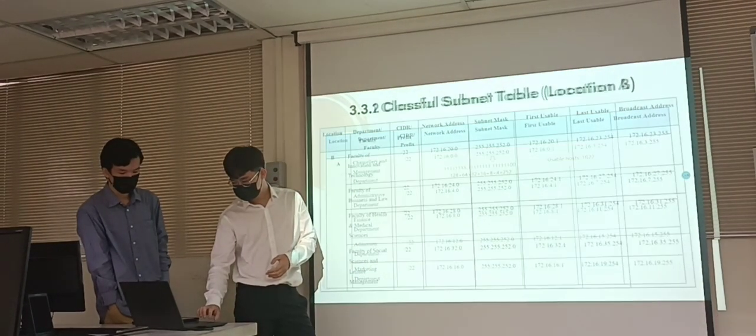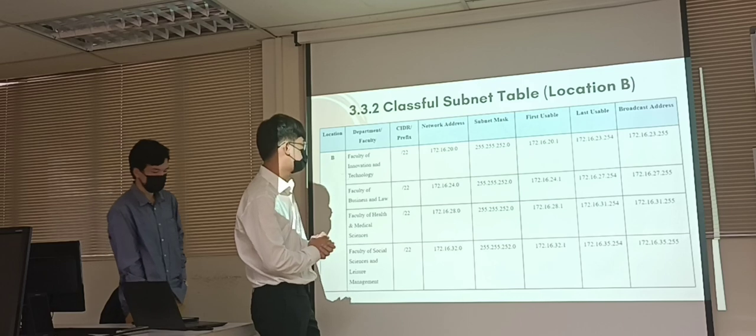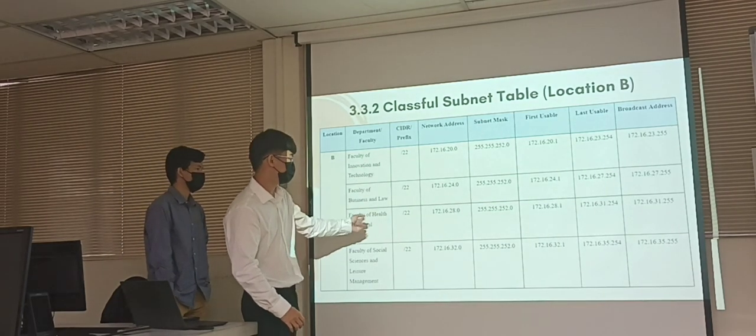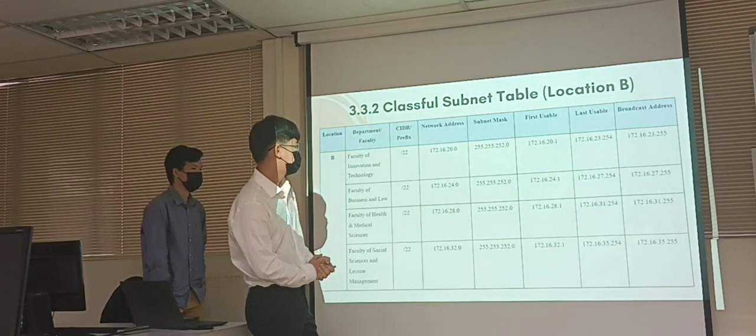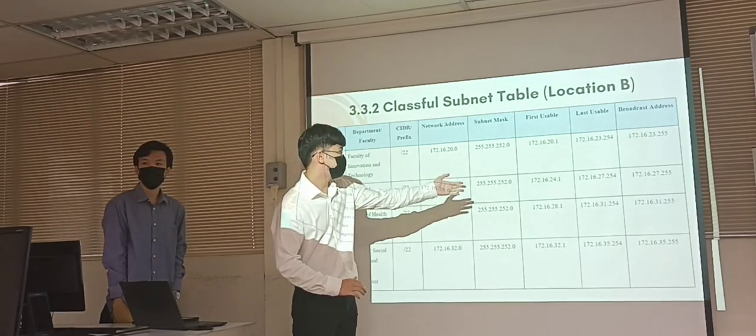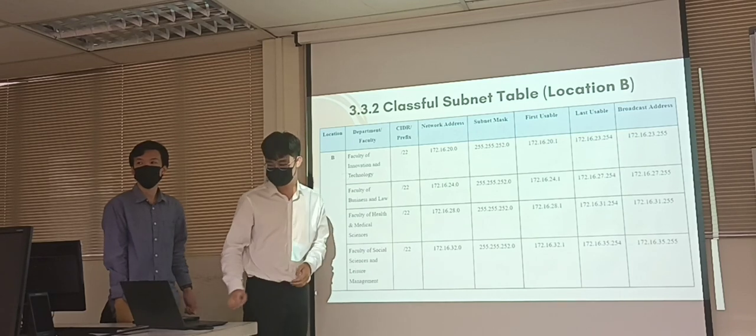So for location B, we also use the same subnet mask, and the usable hosts between them are also 1022.